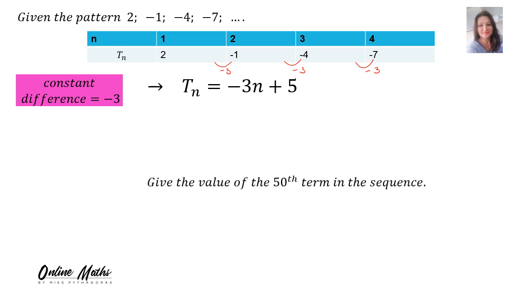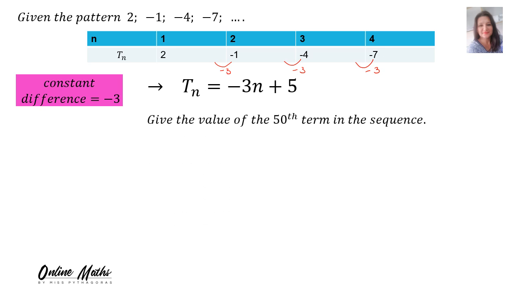So now I can ask you, give the value of the 50th term in this sequence. Now, do you agree you can't sit there in the exam and add -3, -3, add -3, add -3 until you get to the 50th term? And this is why you can work out the general formula, in this case, which is Tn is equal to -3n plus 5, and then in n's place you substitute 50, and then the value of the 50th term will be minus 145.